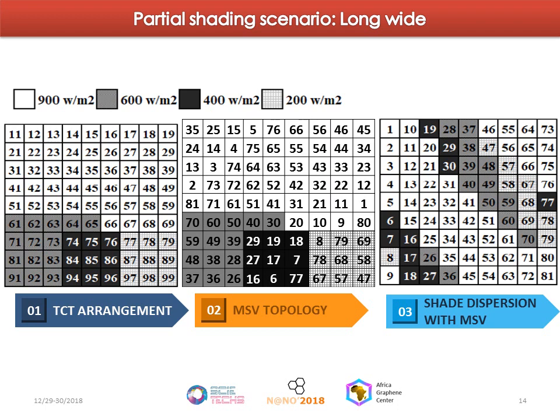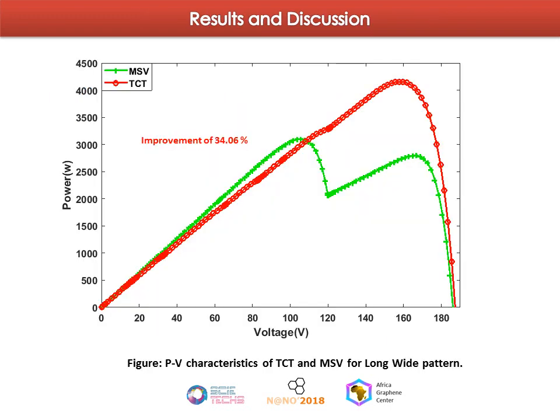It is clear that in the TCT topology, rows 8 and 9 are bypassed to extract the maximum power from this PV array. However, in the magic square view topology, the maximum power occurs corresponding to the nominal voltage of the array. Now we will move on to the results discussion. The PV characteristics corresponding to this array are shown in this figure.